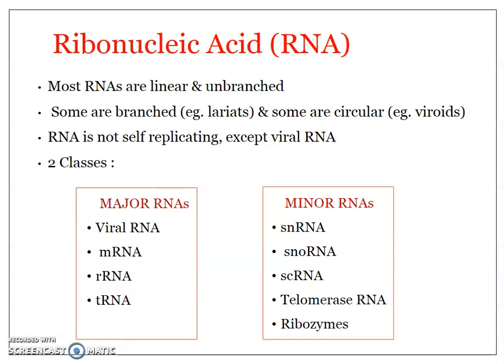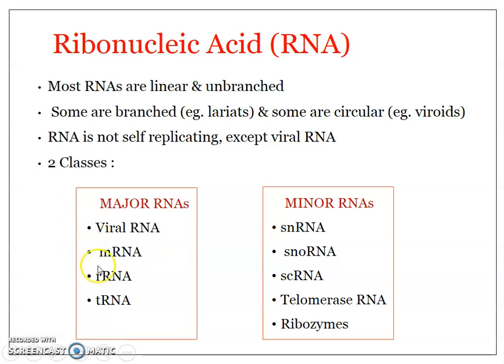Among the non-genomic RNAs, we can see that the ribozymes, which is a minor RNA type, are enzymatic in nature. They are the only ones which are enzymatic. That is, they have a very important role as an enzyme. Okay, ribozymes. Fine.